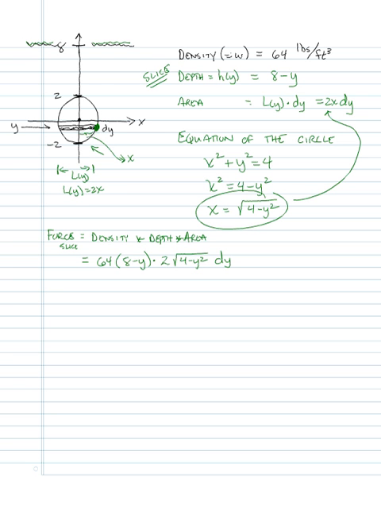So to find the total force, we're going to integrate. Now our strips this time are starting at -2. That's the lowest y value, and they're stopping at +2, the highest y value on that observation window. And we're integrating, of course, 64 times 8 minus y times 2 times the square root of 4 minus y squared with respect to y.